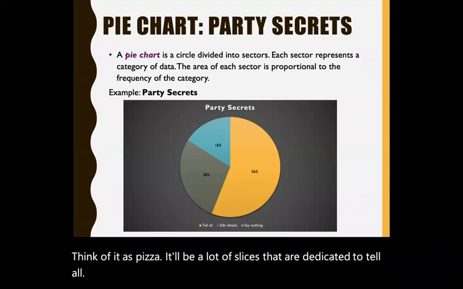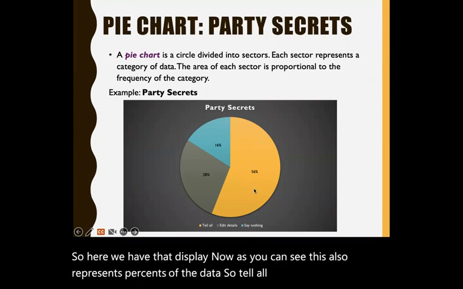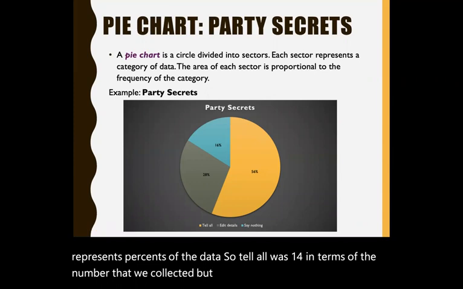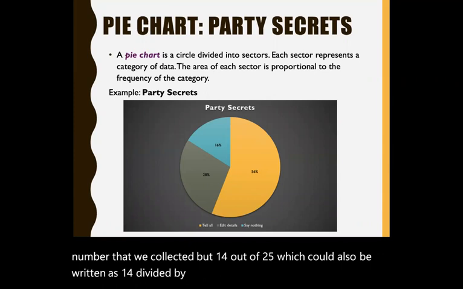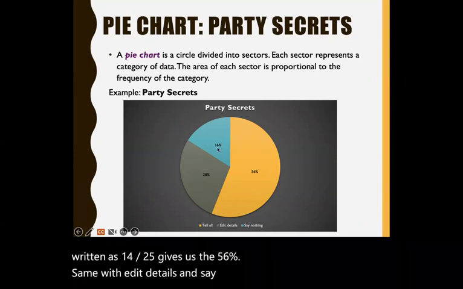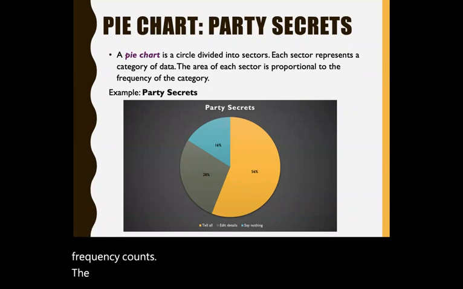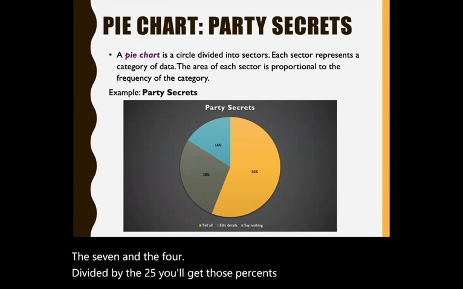So here we have that display. Now, as you can see, this also represents percents of the data. So tell all was 14 in terms of the number that we collected, but 14 out of 25, which could also be written as 14 divided by 25, gives us the 56%. Same with edit details and say nothing. If you divide both of the frequency counts, the 7 and the 4, by the 25, you'll get those percents. That's where those values are coming from.